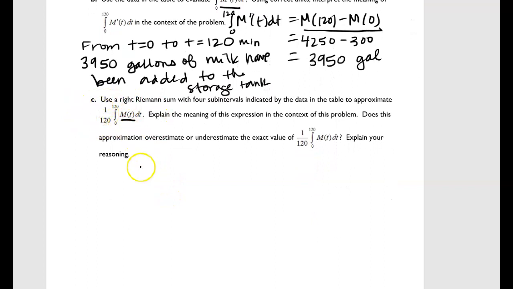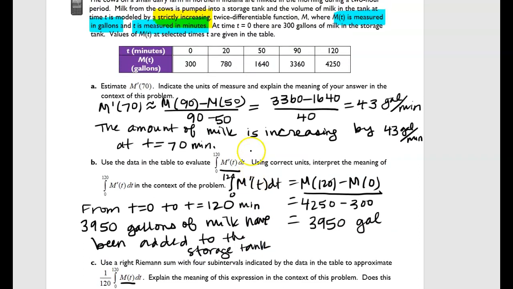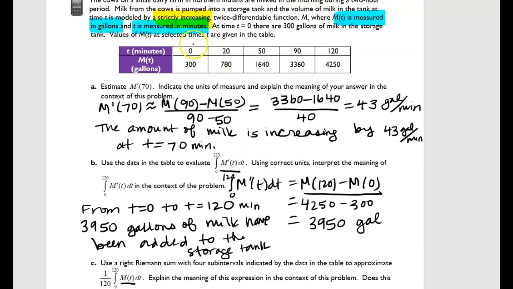So start out, don't forget your 1 over 120. I'm going to go ahead and rewrite that integral just so I can keep track of what I'm doing. M of t dt is approximately equal to, remember Riemann sums are approximations, and I just leave the 1 over 120 out in front. The Riemann sum is going to approximate my integral here. So let's go back up to our table of values. We're doing a right Riemann sum, so I need to find the width of the interval. This is 20. And then I'll use the height as the right value, 780. Then 30 times 1640, 40 times 3360. I'll write these out. And then 30 times 4250.